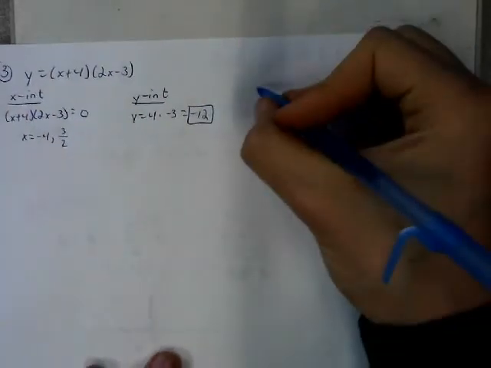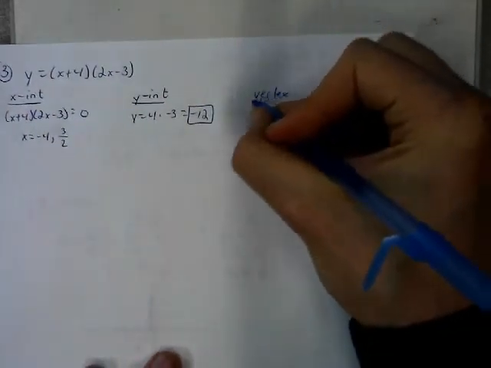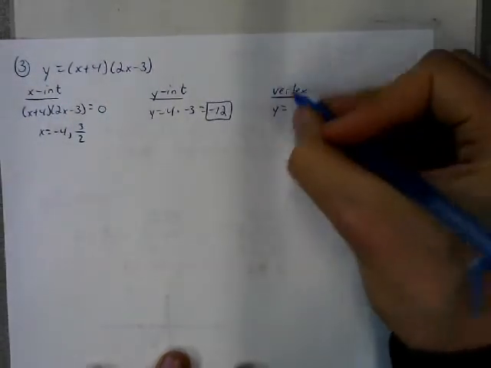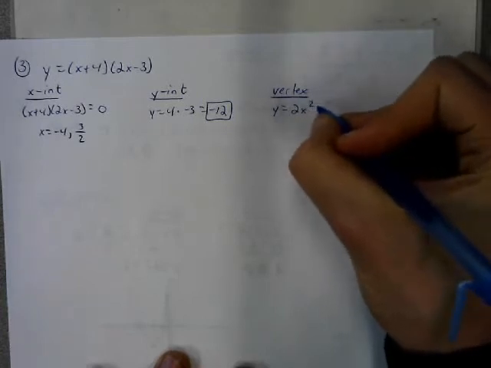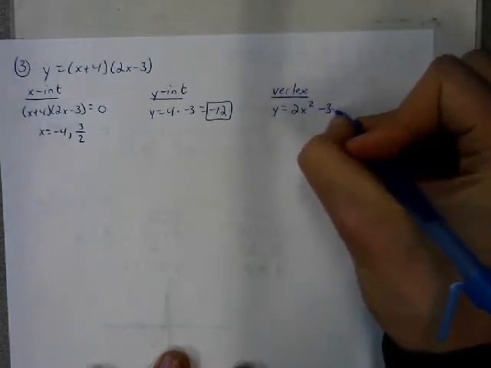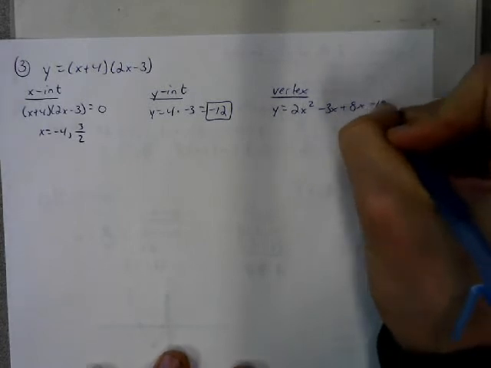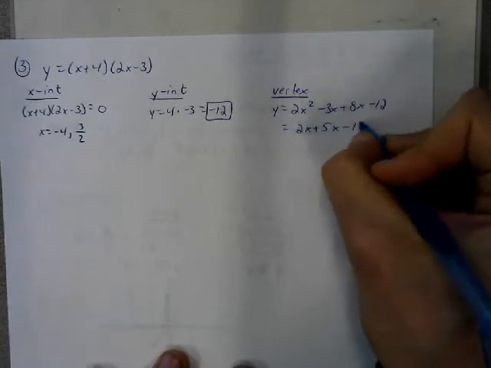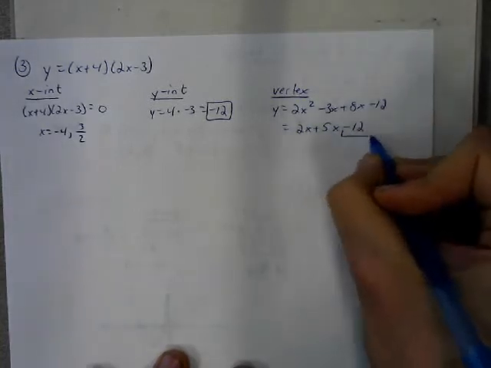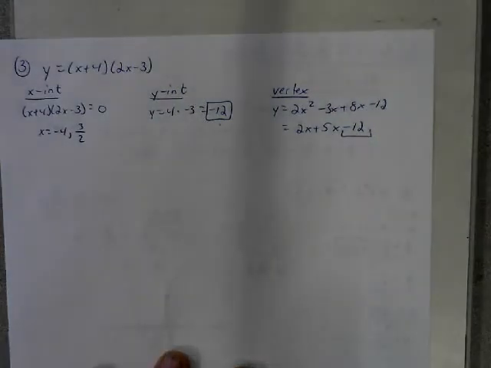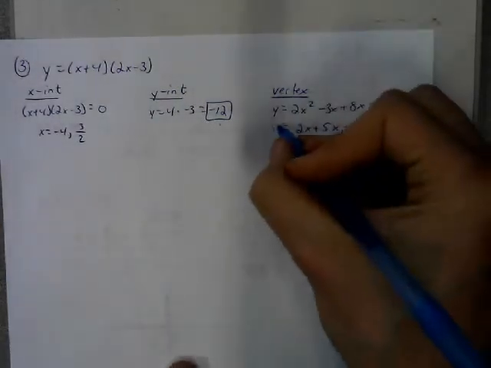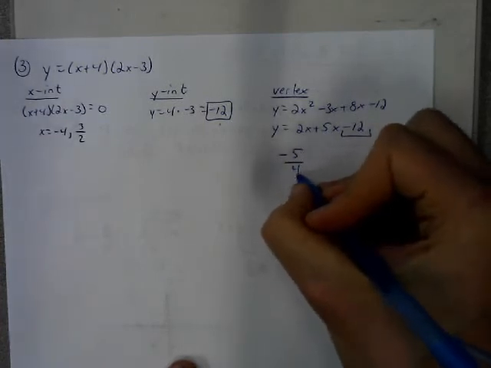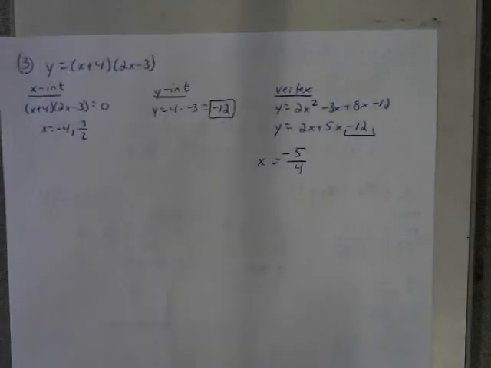The last thing is the vertex. The vertex, we have to work a little bit harder. We're going to have to FOIL it out and convert it to standard form. So we get 2x squared minus 3x plus 8x minus 12. So we have 2x squared plus 5x minus 12. Real quickly, you can see that the minus 12 there agrees with the y-intercept, so they do match. So now let's find the vertex. It's -b over 2a. So the x value is -5/4, which is lovely.